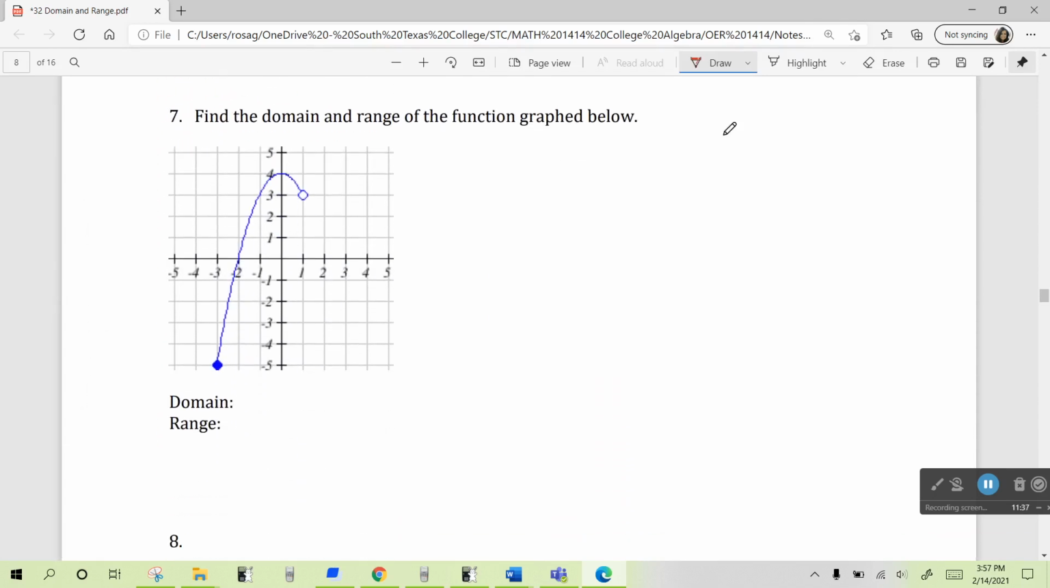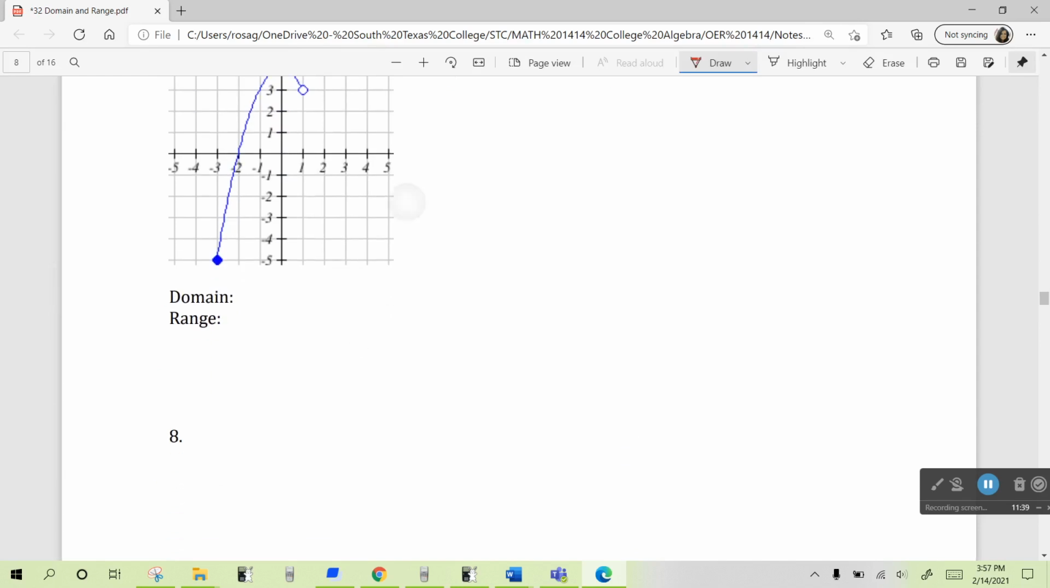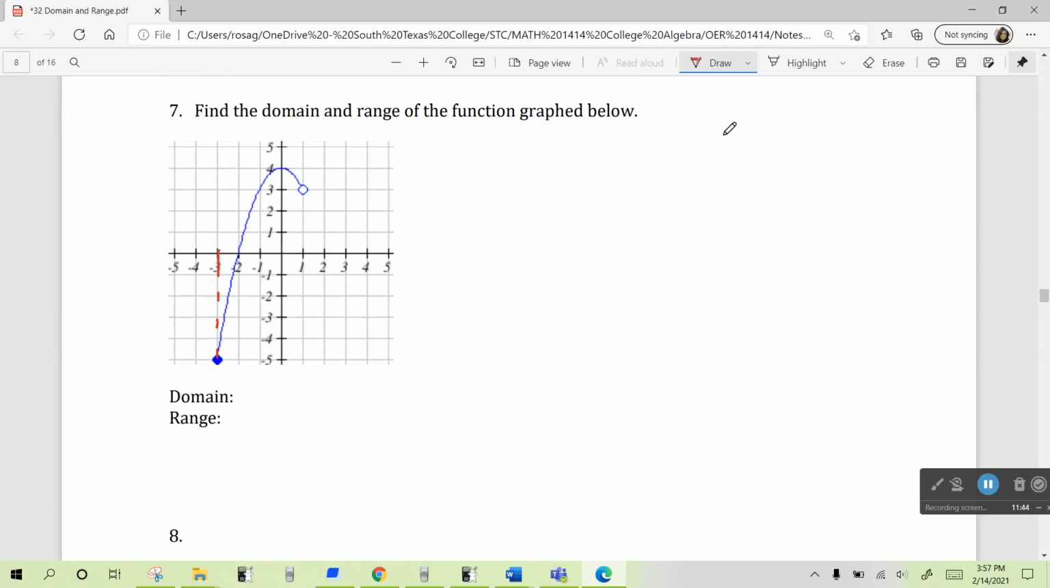The domain and range. Okay, so for the domain, again, where does the graph start? Right here. Where does it end? Now you're tempted to say here, but it doesn't end here, right? It ends over here. So we're looking at the domain first. So the domain, yes, this is from left to right. It would be from -3 to 1. Now the 1 is in parentheses because of that open circle.